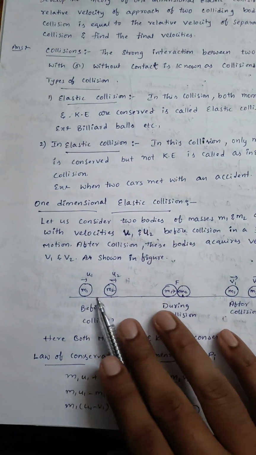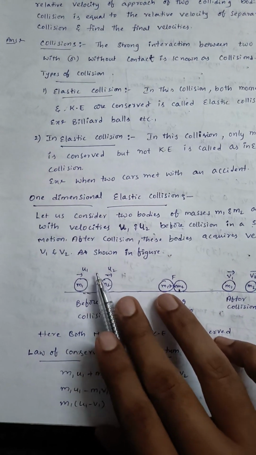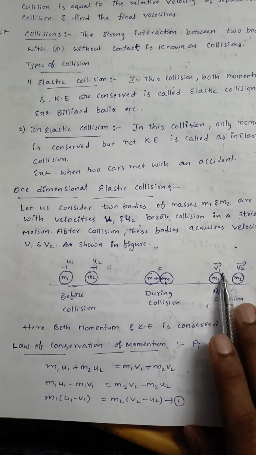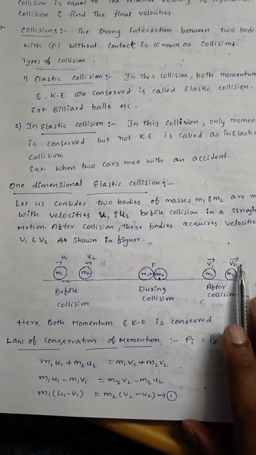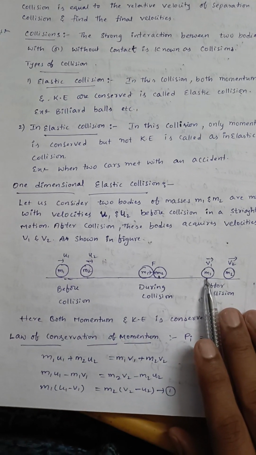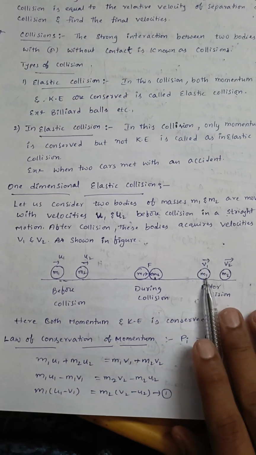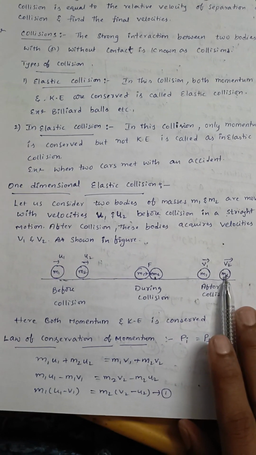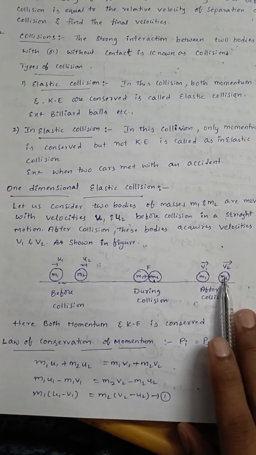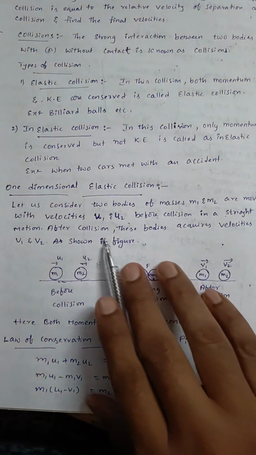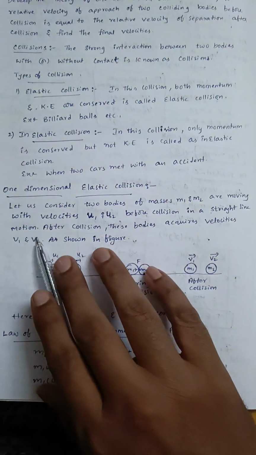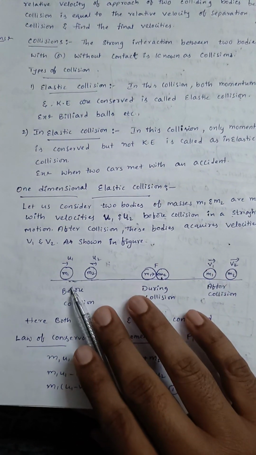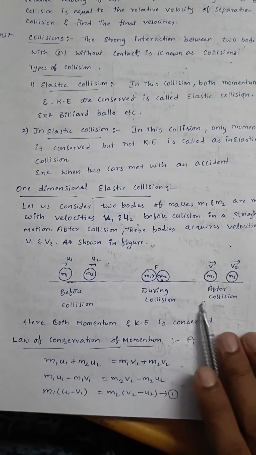In linear motion, the collision occurs between two bodies of masses m1 and m2 having initial velocities u1 and u2. During collision, they gain other velocities, known as final velocities v1 and v2. Both momentum and kinetic energy are conserved here. We suppose masses m1 and m2 are moving in a straight line with velocities u1 and u2 before collision. After collision, these bodies acquire velocities v1 and v2 as shown in the figure. So this is the diagram: before collision, during collision, after collision.